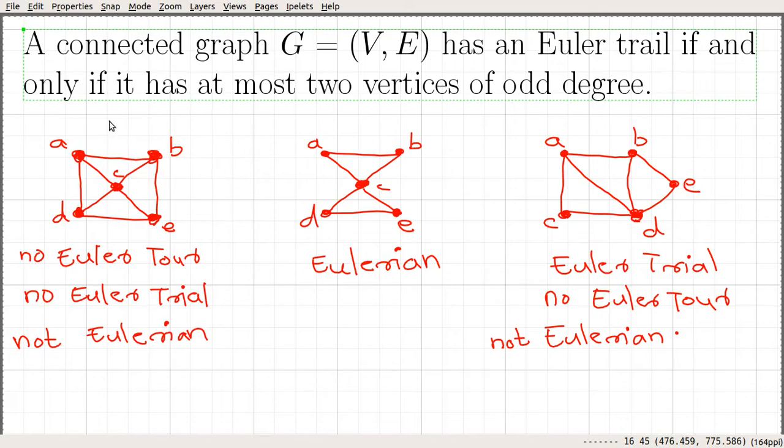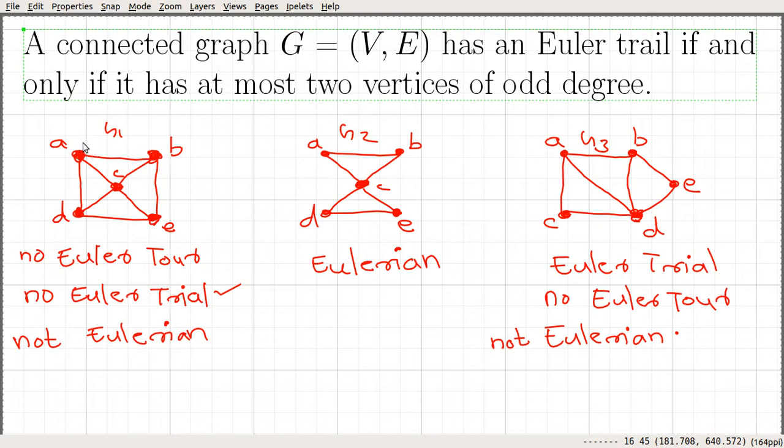Let's consider these three graphs, G1, G2 and G3. If you look into these three graphs, you can see that this graph has no Euler tour, also it has no Euler trail, and since it has no Euler tour, it is not Eulerian. By the way, it doesn't have an Euler trail. A connected graph has an Euler trail if and only if it has at most two vertices of odd degree.